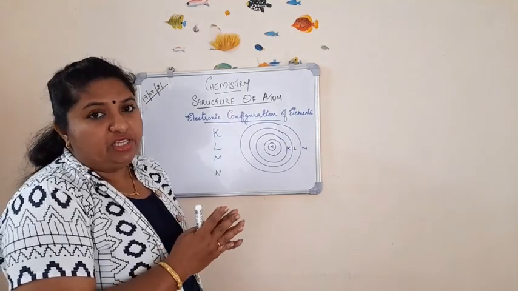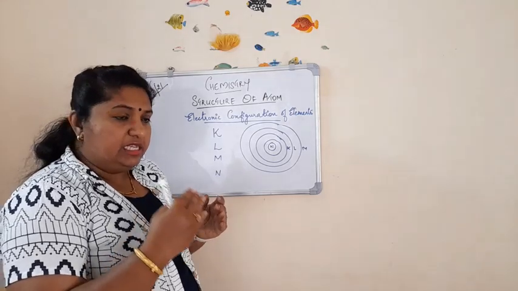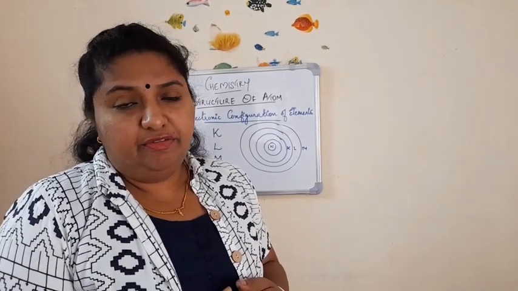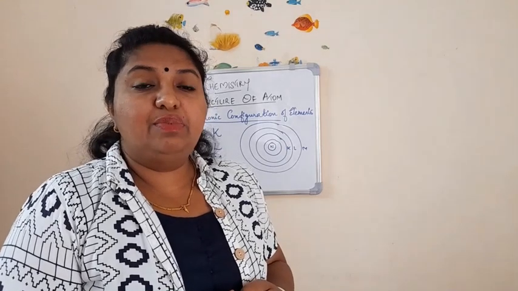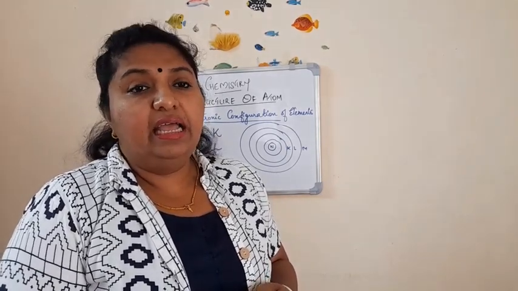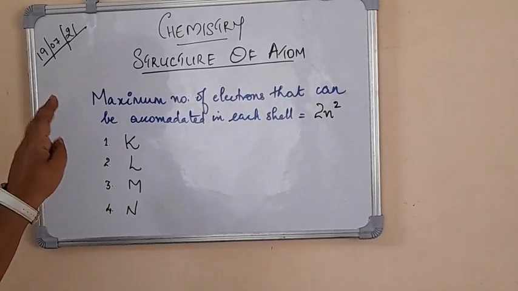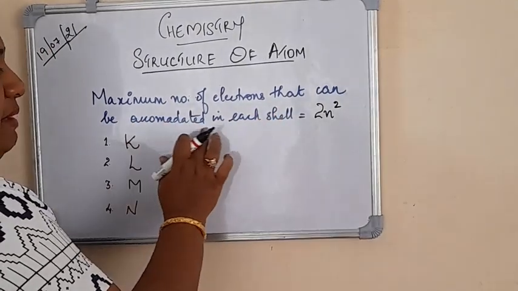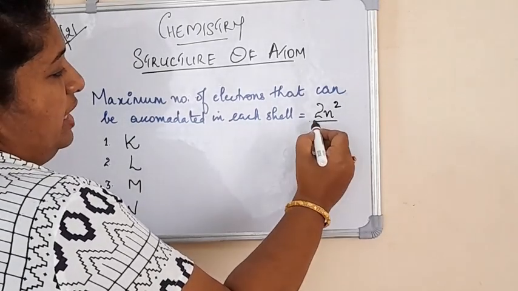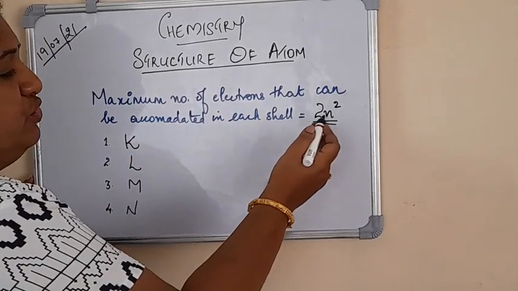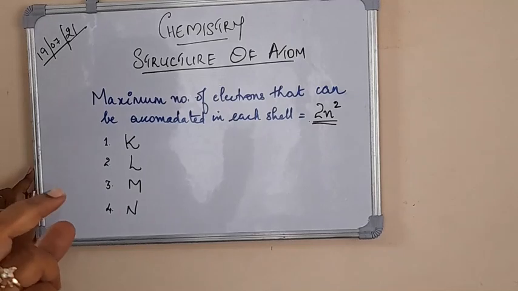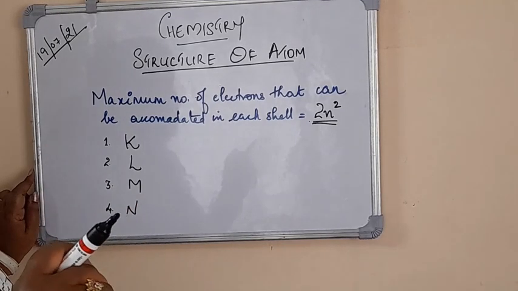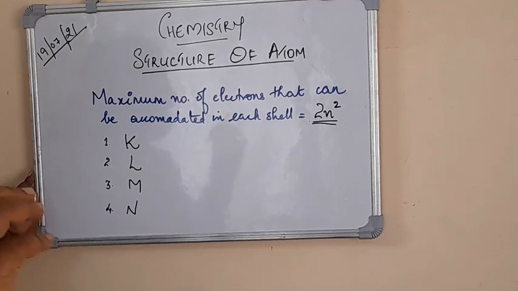As you know, the K shell is the smallest shell, that is the first shell. As we go to the next shell, the L shell, the maximum number of electrons that can be accommodated is different. So, how can you find out the maximum number of electrons that can be accommodated in each shell? There is a formula, not a big formula, a small formula, that is 2n square. If you remember that small formula, you can find the number of electrons that can be accommodated in each shell.